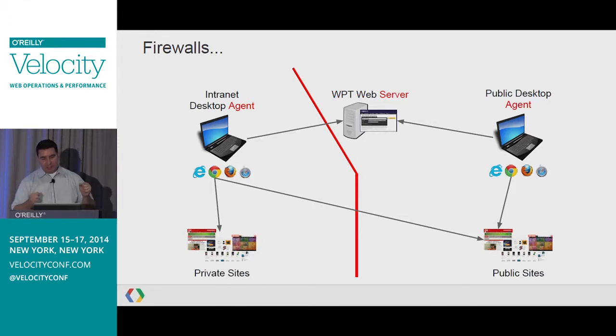So firewalls create an interesting challenge in that the agents all connect into the server. So if you're running test agents outside of your firewall, your server needs to be reachable from outside of your firewall, which gets to be problematic if you're storing all of your results on that same server. But that is one way to configure it. You can put your server outside of the firewall or poke firewall holes, either way. And then the agents themselves, both inside and outside of the firewall, can talk to the server as well as the test sites.